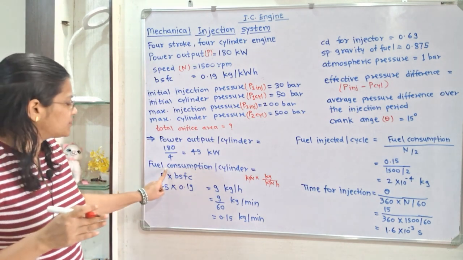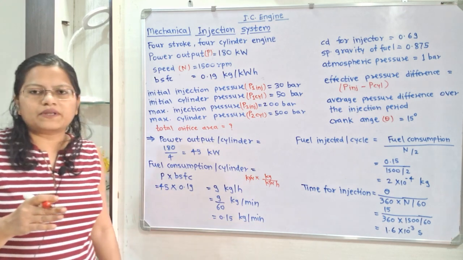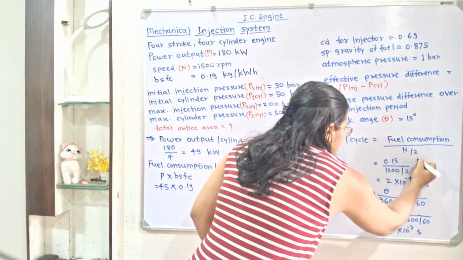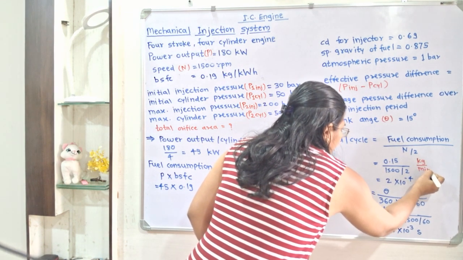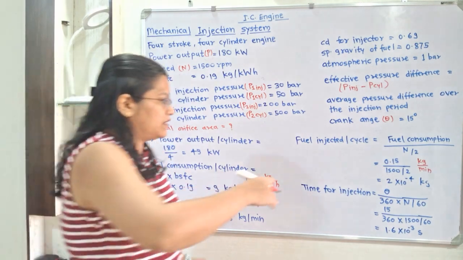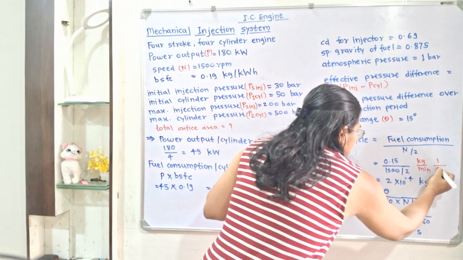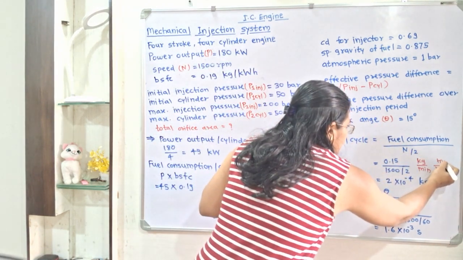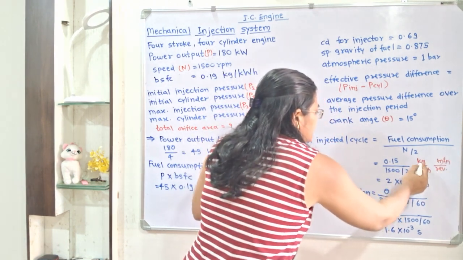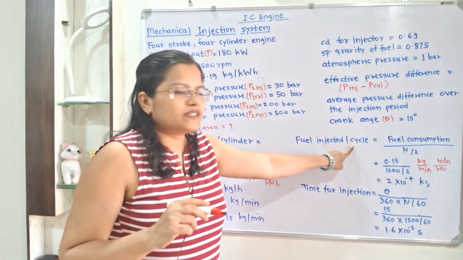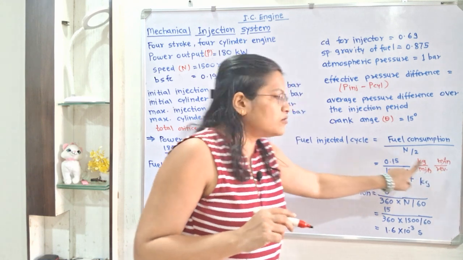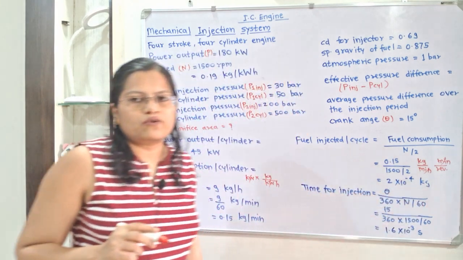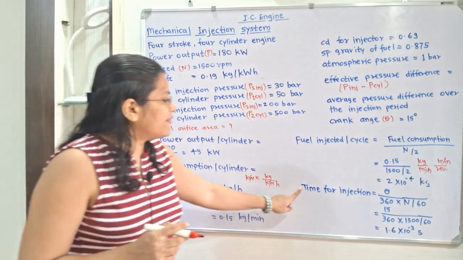Now the unit of fuel consumption is kilogram per minute, and 1500 is in revolution per minute. Since it is in the denominator, it is 1 divided by revolution per minute, so the minute term moves to the numerator and gets cancelled. Therefore the fuel injected per cycle, that means per revolution, has the unit kilogram: 2 into 10 raised to minus 4 kilogram.